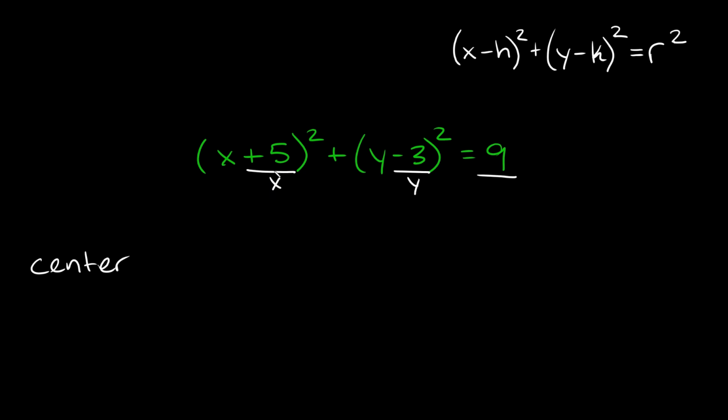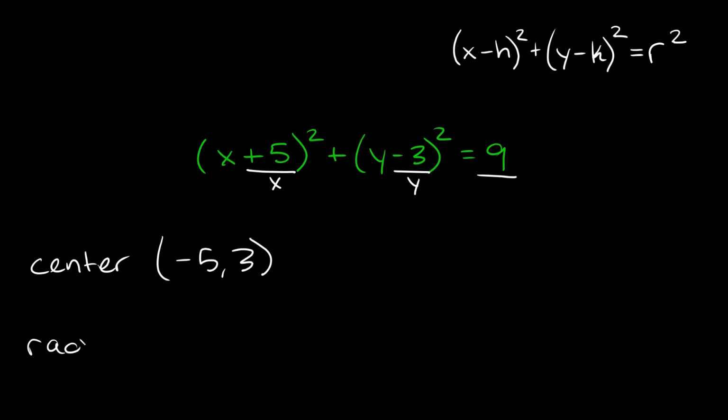The only difference here is you always want to take the opposite sign of what's shown. So the center is going to be at (-5, 3). That's the only little difference you have to do there.